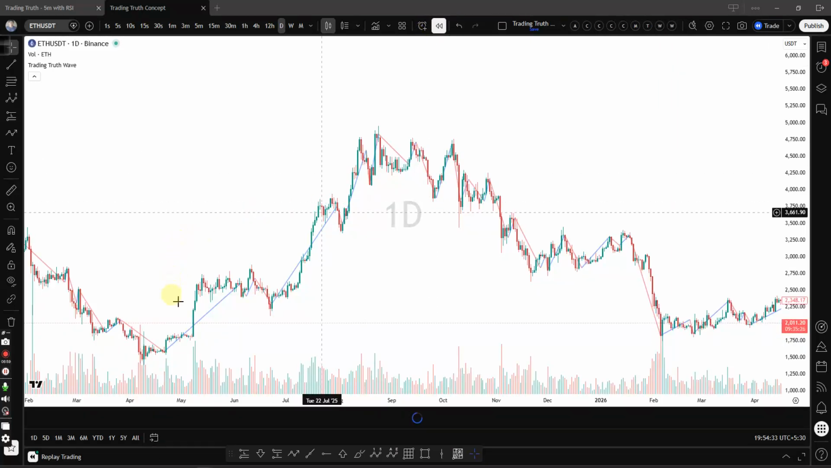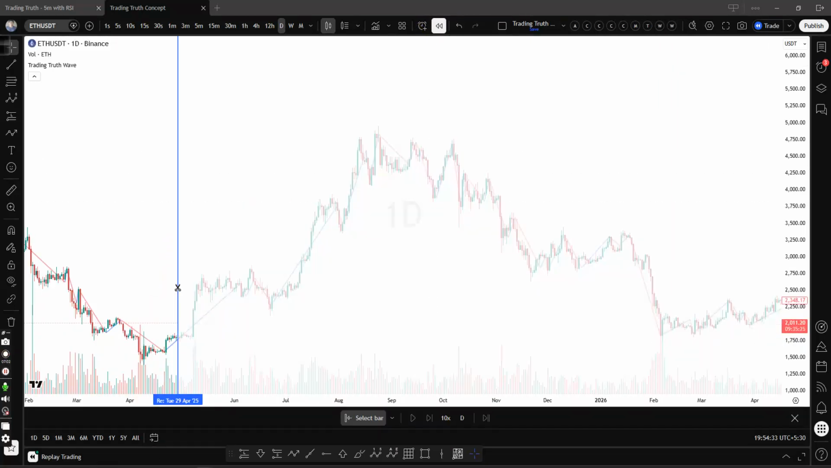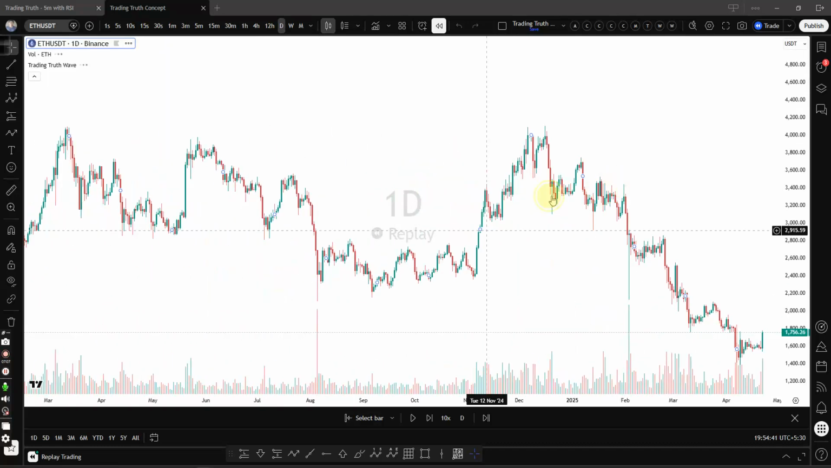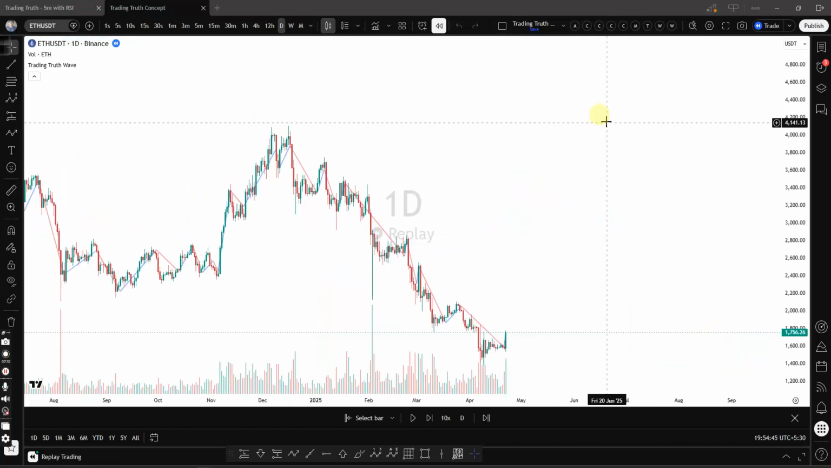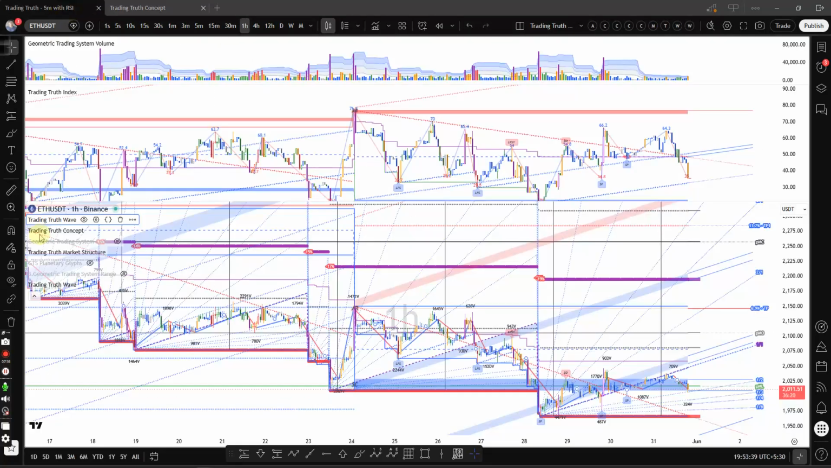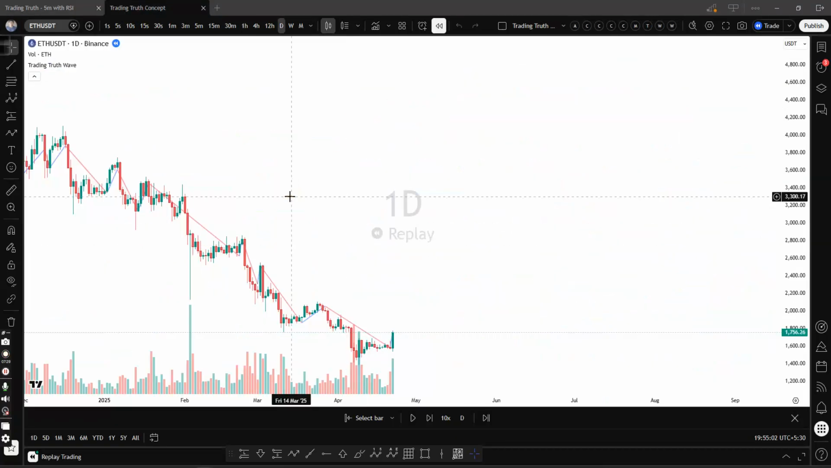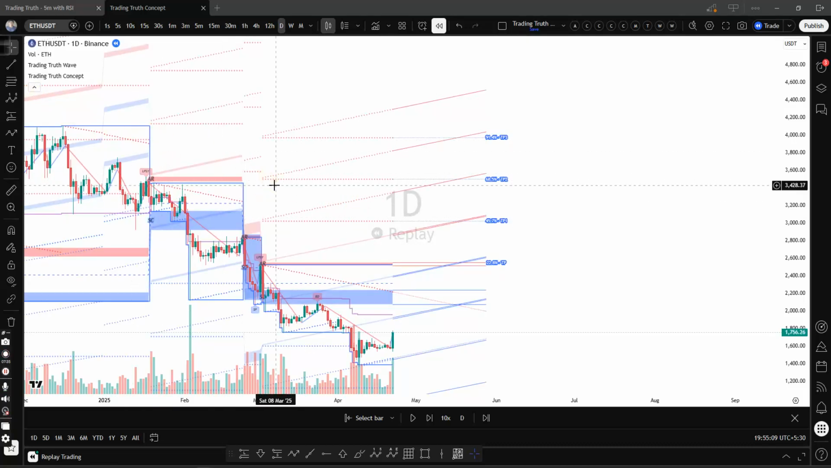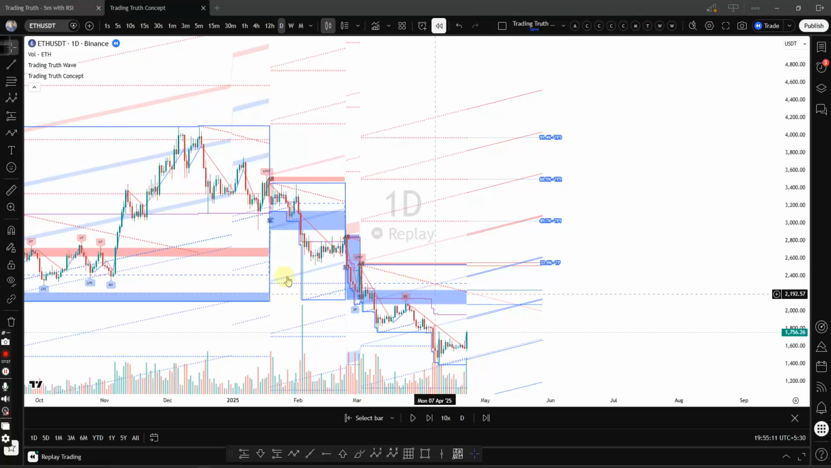I'll just start here. Let's start with this one, the wave completion point there. And now I'll add that market blueprint. That's what I call the trading truth concept. I'll grab that from here and paste it here. So see, this is for the upside.